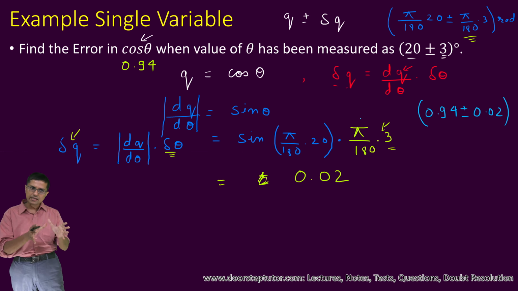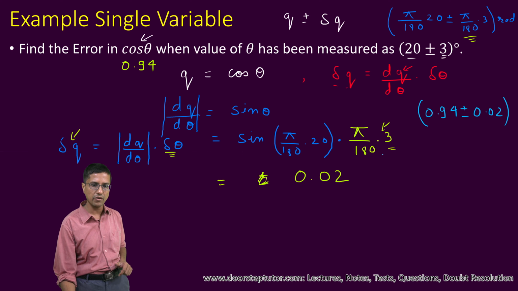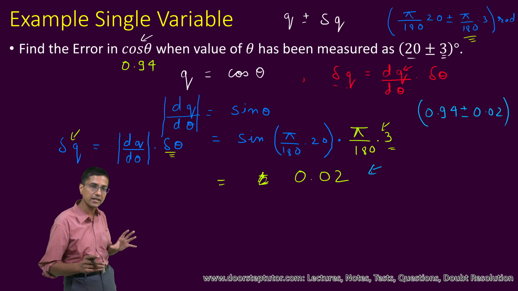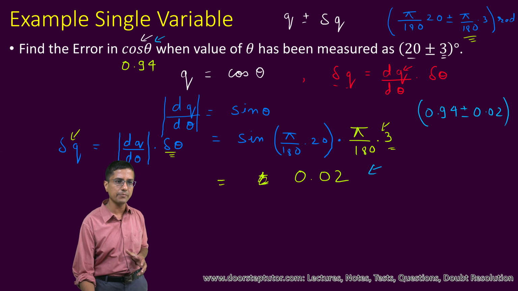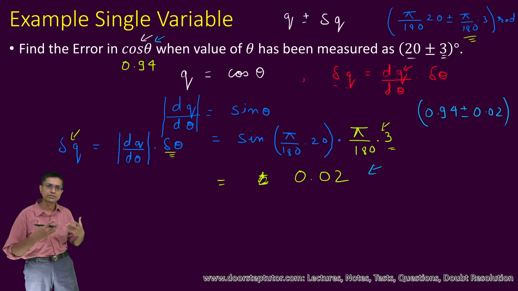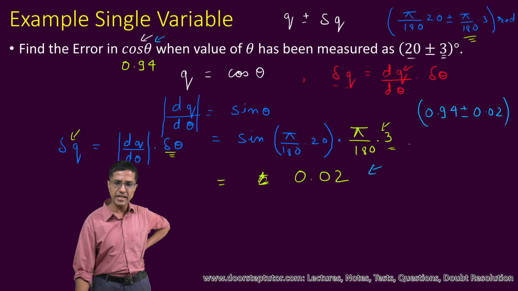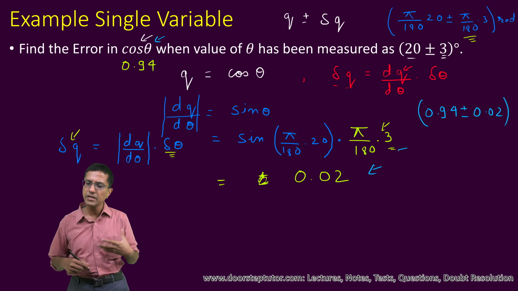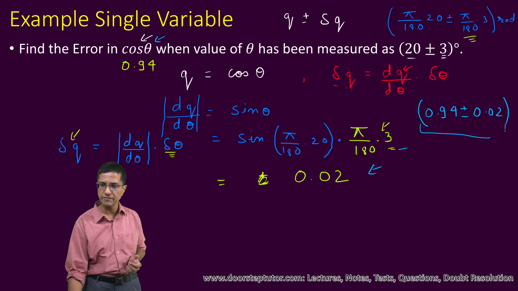So error is computed separately always. We have computed the error separately right here. This entire thing is the computation of the error delta q, and the value of the function itself is calculated separately, which is typically very, very simple. The calculation of the function itself, cos theta, is just cos 20 degrees, which is 0.94. That is not difficult. Compute the error separately. For that you will have to do some work, but if you approach it systematically, it's not very difficult, and this is our final answer, like we said.